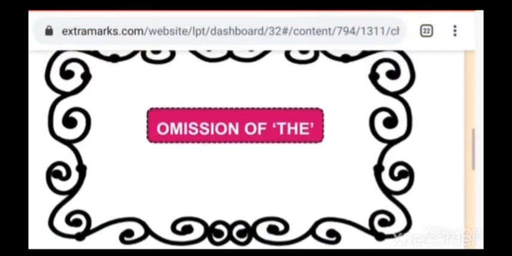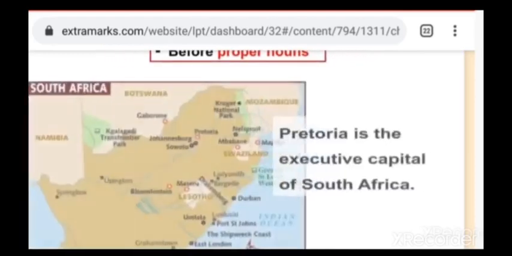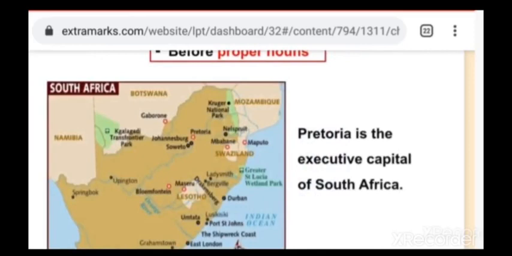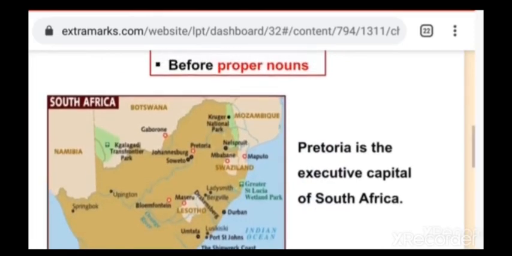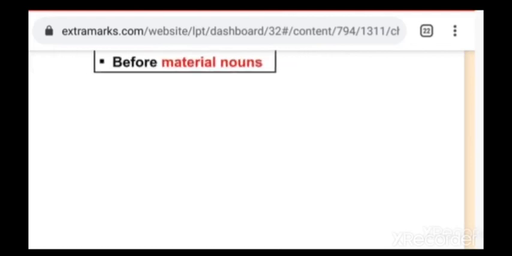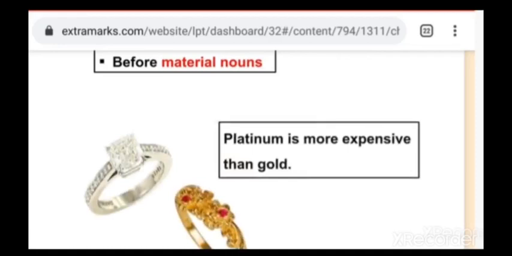Now let us discuss the instances where the is omitted. The article the is omitted before proper nouns. Example: Pretoria is the executive capital of South Africa. The is not used before material nouns. Example: Platinum is more expensive than gold. The is also not used before abstract nouns.